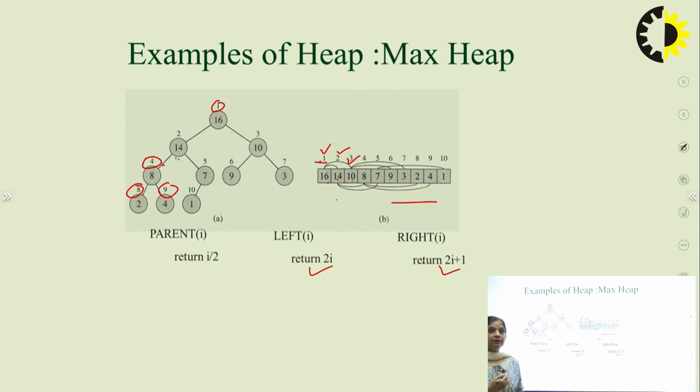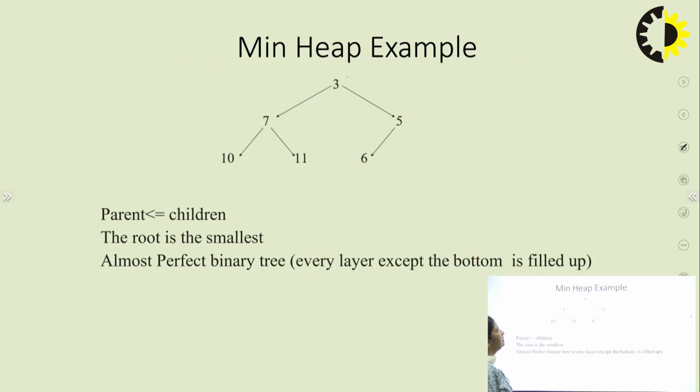Now see this binary tree, in this 16 is having value greater than 14 as well as 10. So it is satisfying the property of max heap. Same way these two. Same way 8 is greater than 2 and 4. 7 is greater than 1. So this is one example of max heap. Same way we can take min heap. We can see here 3 is less than 7 and 5. 7 is less than 10 and 11.